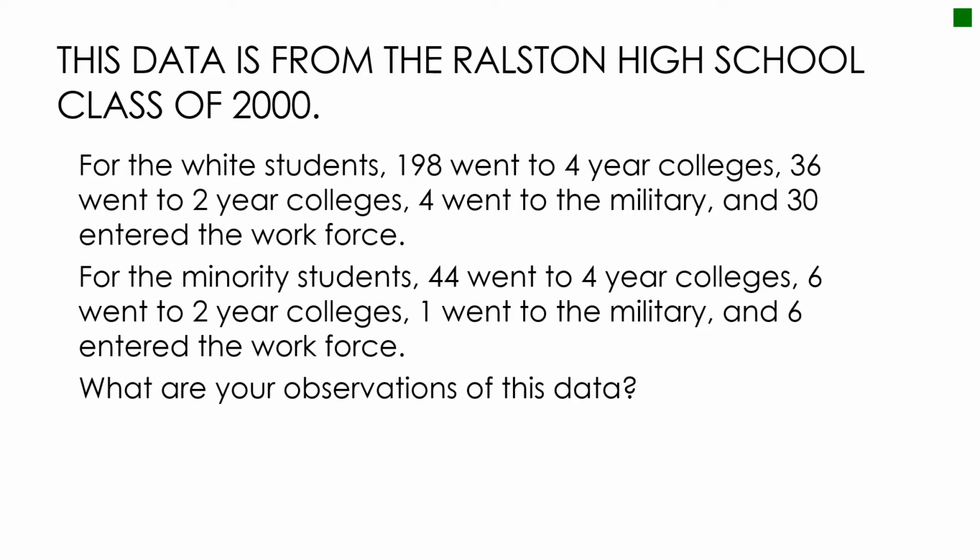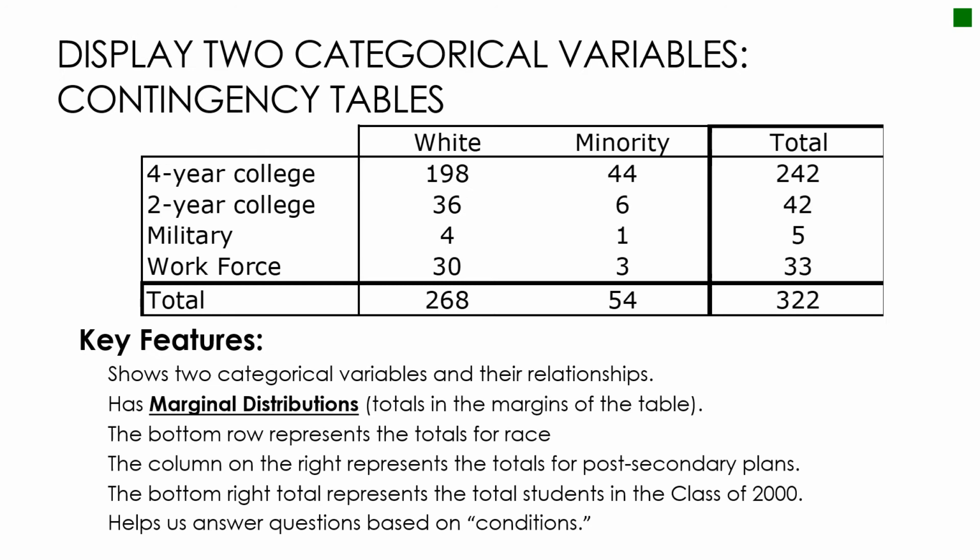It's really hard to do that just by looking at this data because, again, we're looking at 198 white students versus 44 minority, so really we're probably going to want to look at percentages instead of raw numbers. So here is one of the best ways to display two categorical variables: to make a contingency table.